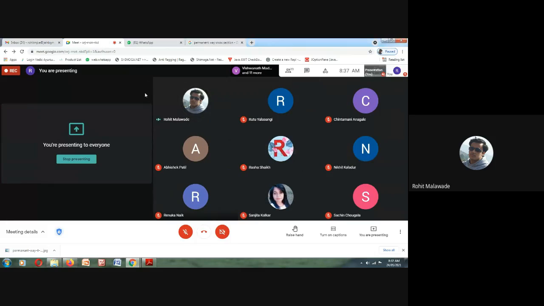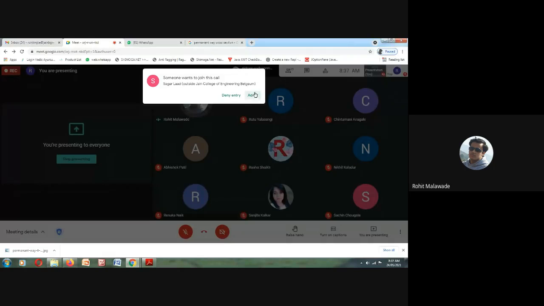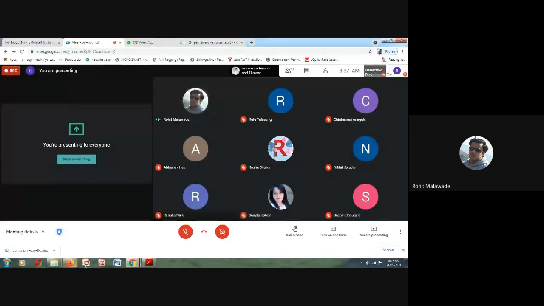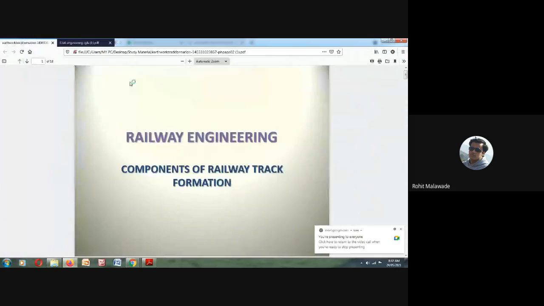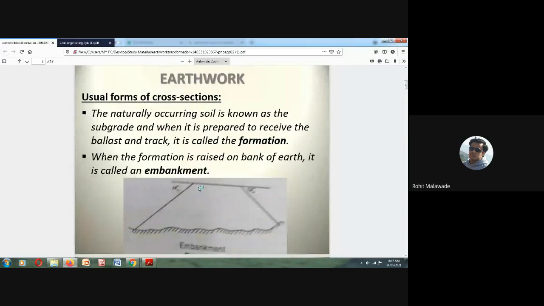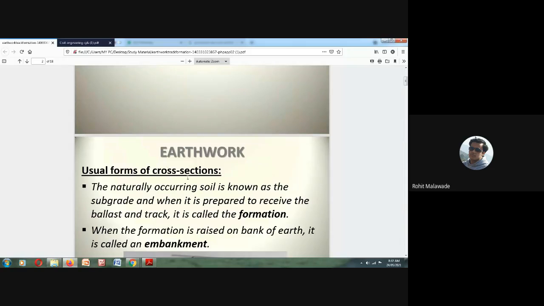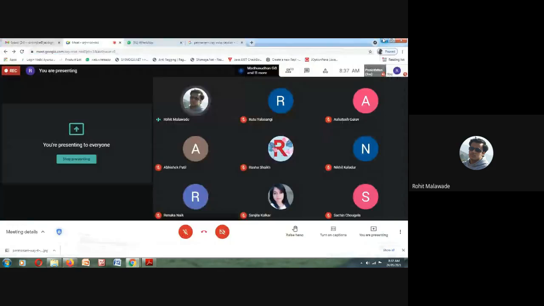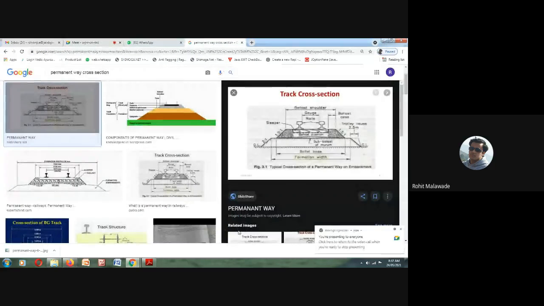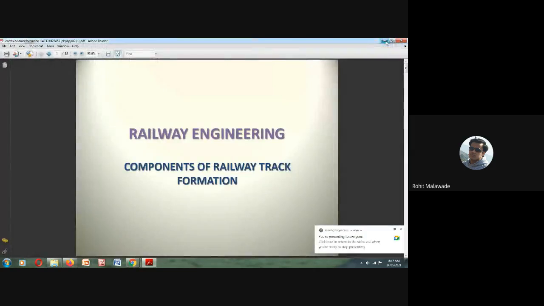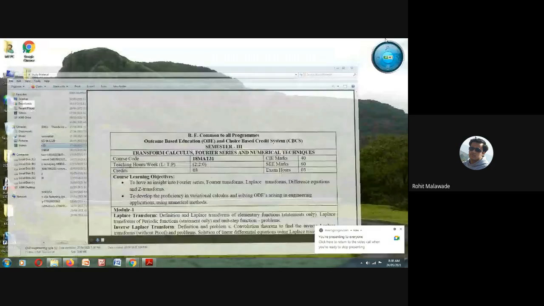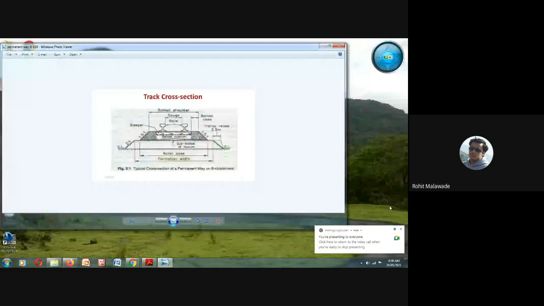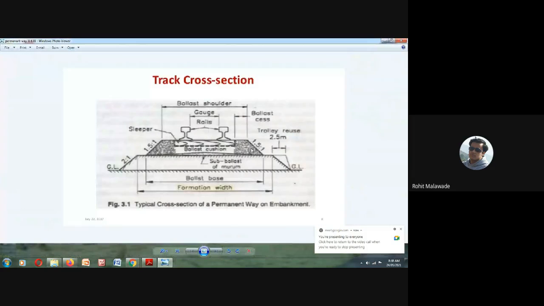Okay, so let's directly go to module 2. Here we will be studying the components of a railway track. Here we are going to study the earthwork. Now, before going to the earthwork, let us see what the different components are that we are going to have in a railway track.